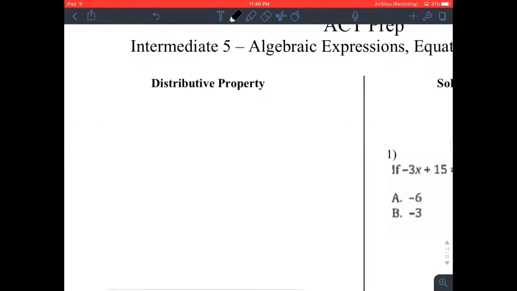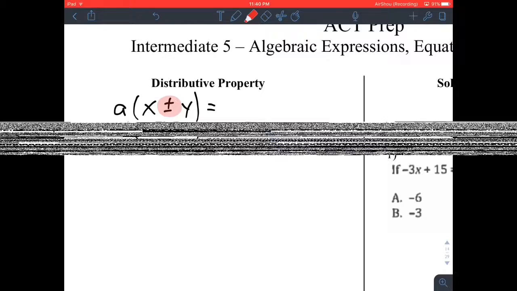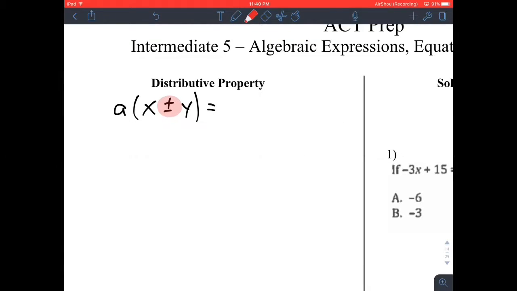Distributive property. The distributive property works whenever you're multiplying a number times a sum or a difference. This plus or minus means that this could be a plus or a minus. It doesn't affect how this works. We're going to multiply the a times each of the terms in the parentheses.